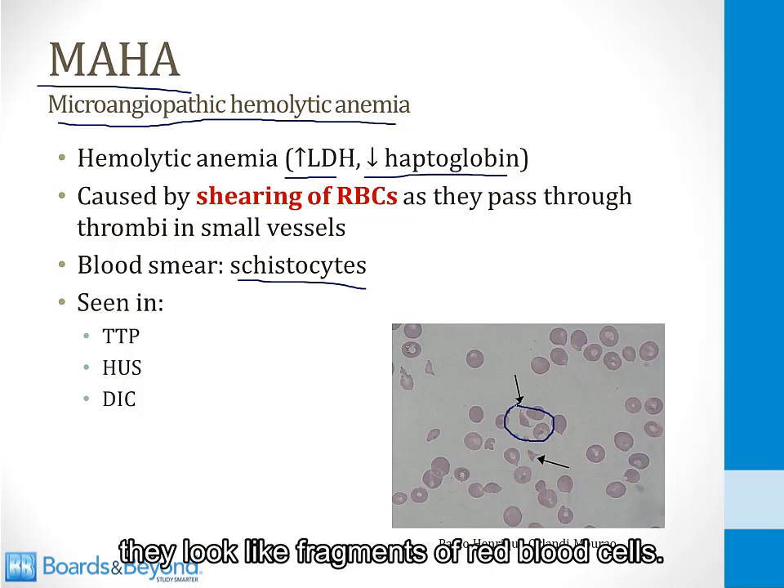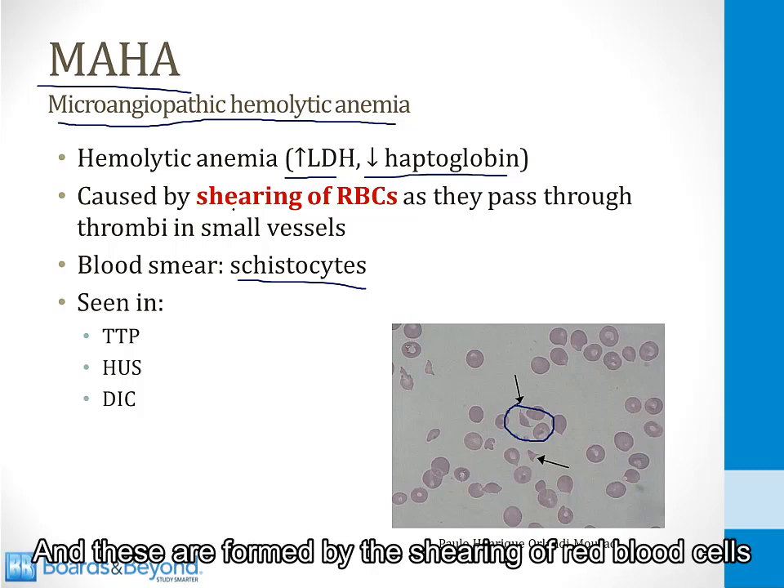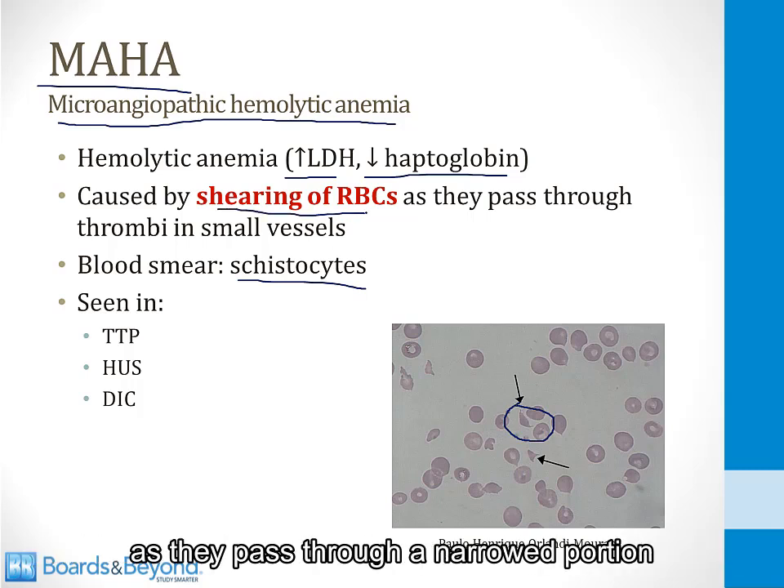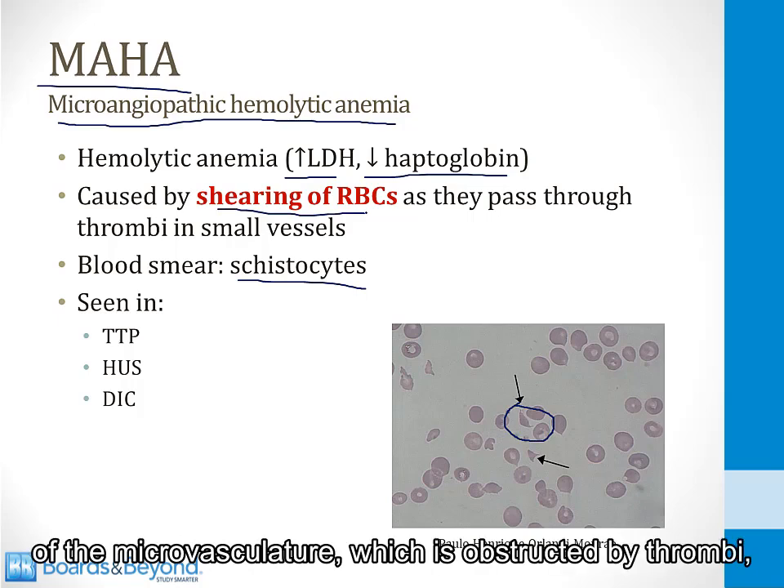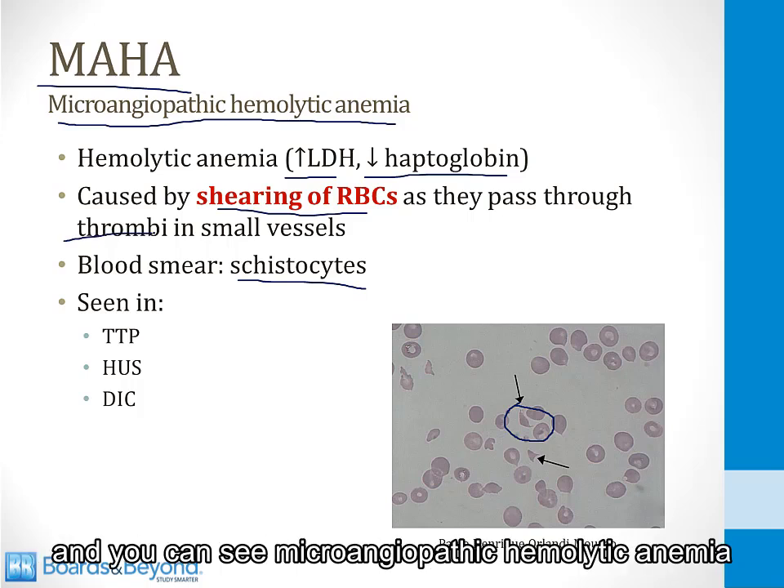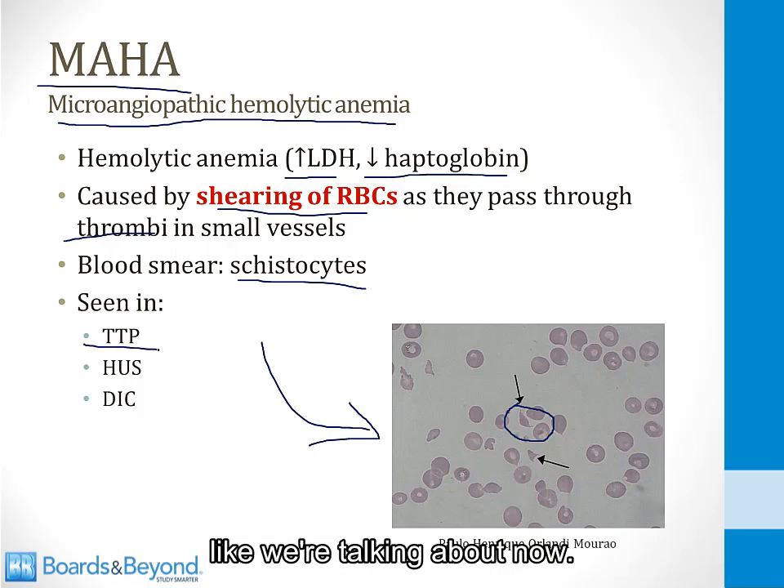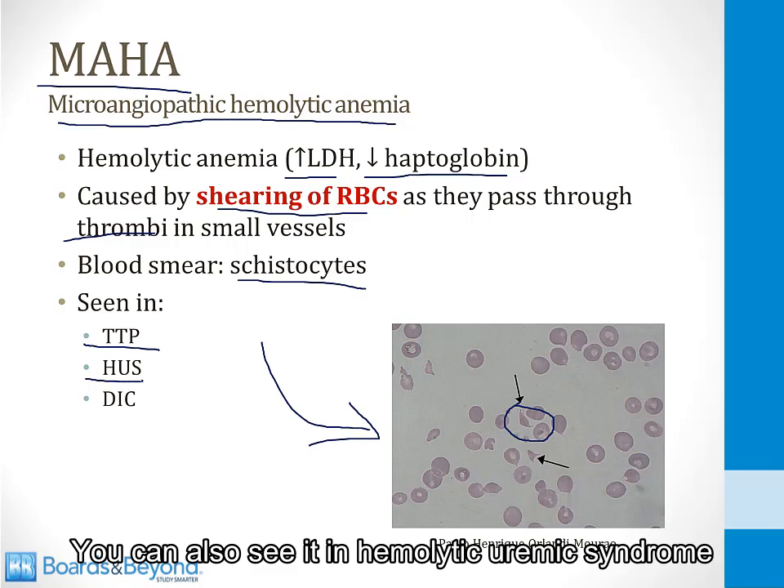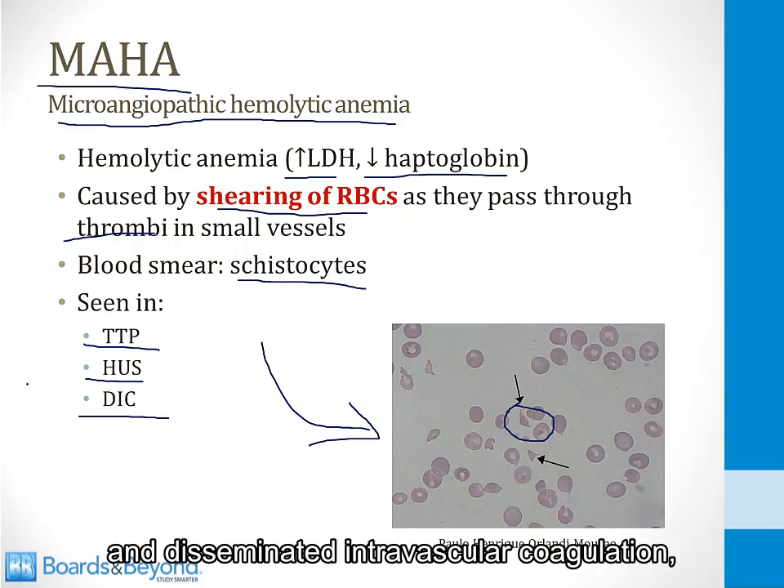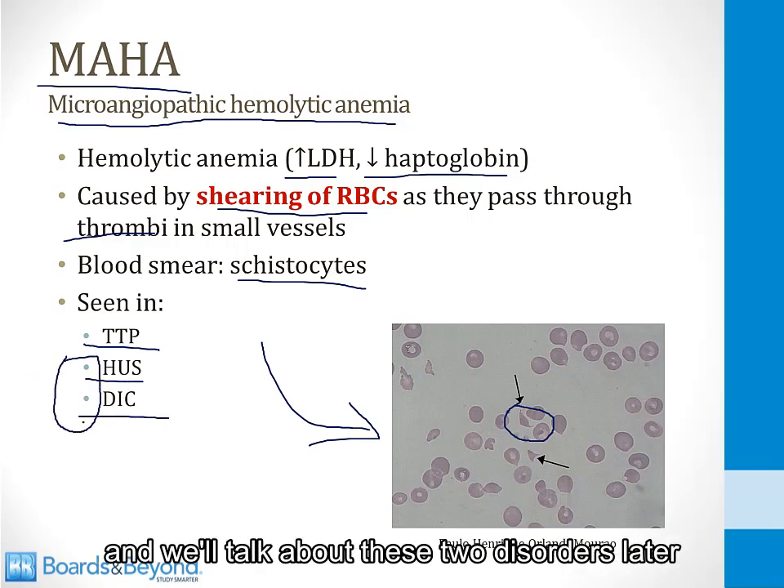They look like fragments of red blood cells, and these are formed by the shearing of red blood cells as they pass through a narrowed portion of the microvasculature, which is obstructed by thrombi. And you can see microangiopathic hemolytic anemia and the presence of schistocytes in TTP like we're talking about now. You can also see it in hemolytic uremic syndrome and disseminated intravascular coagulation. We'll talk about these two disorders later in this module.